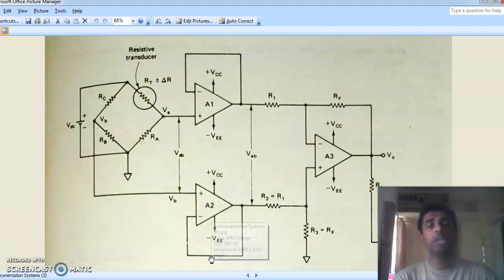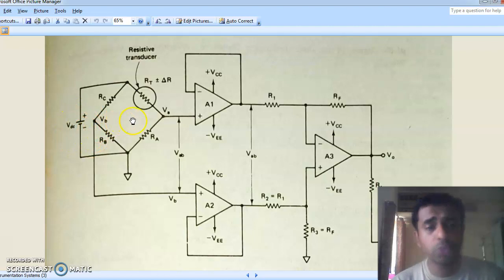So this is the circuit which I am talking about. This is the bridge circuit, a Wheatstone's bridge-like circuit. Here the excitation is a DC voltage. You can have an AC voltage also, no problem. So this is the resistive transducer. Under the balance condition, this will have a resistance RT.